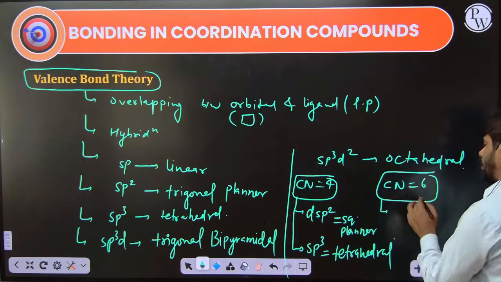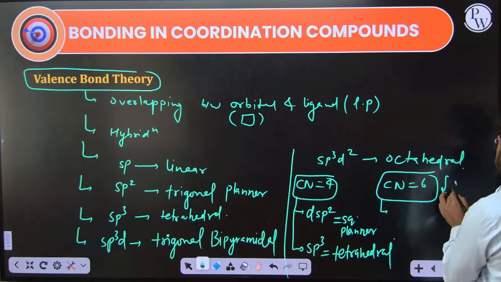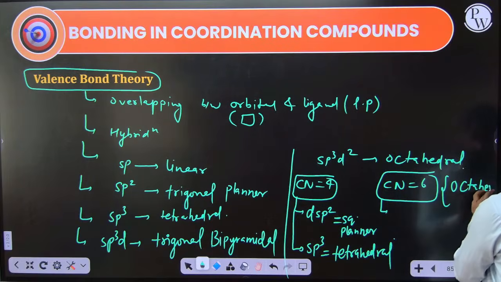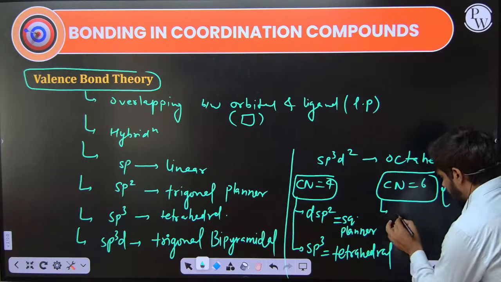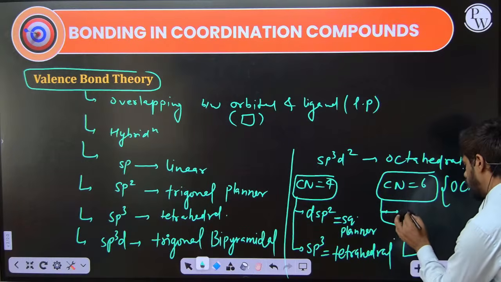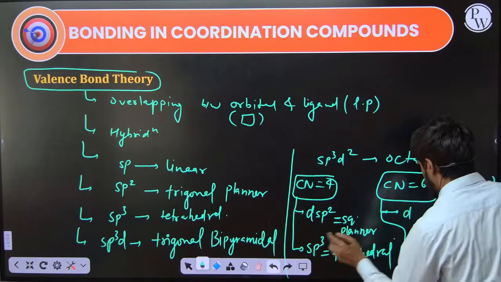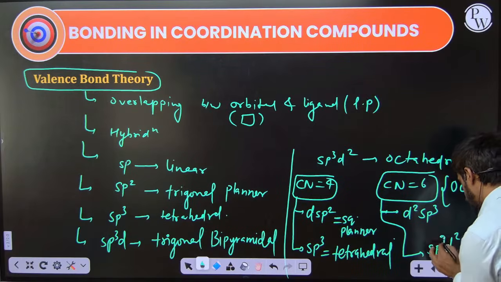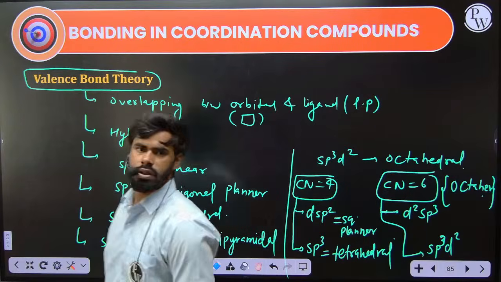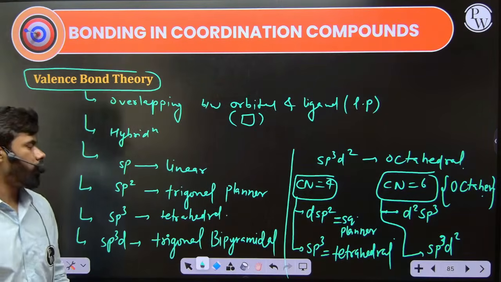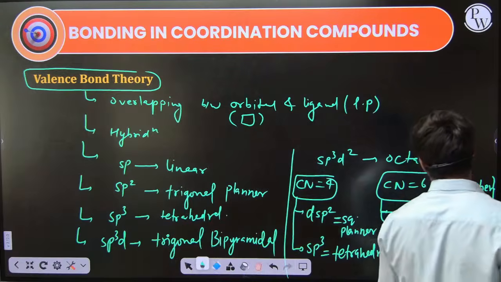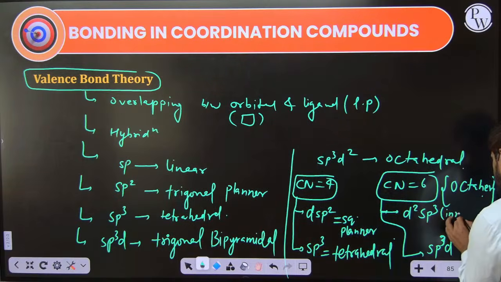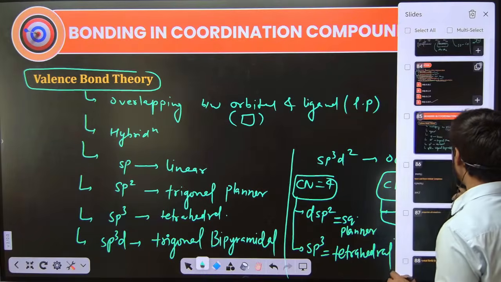But in the case of coordination number 6, it always forms octahedral. Hybridization can be different for different complexes. For example, it is either d2sp3 or sp3d2. If it is sp3d2, then it is known as an outer orbital complex. If it is d2sp3, then it is known as an inner orbital complex. Later on we will see the inner and outer orbital complex.